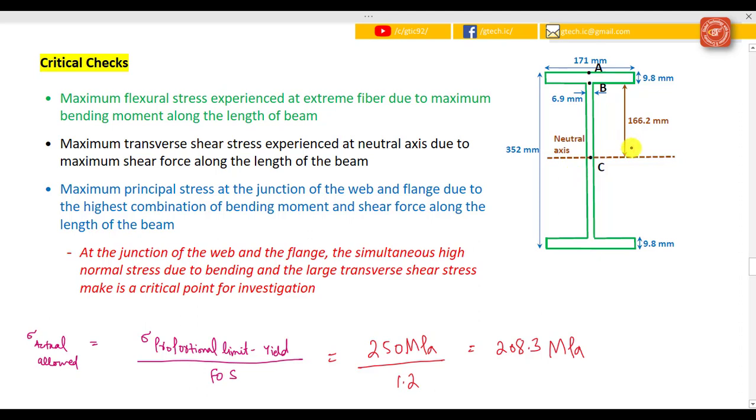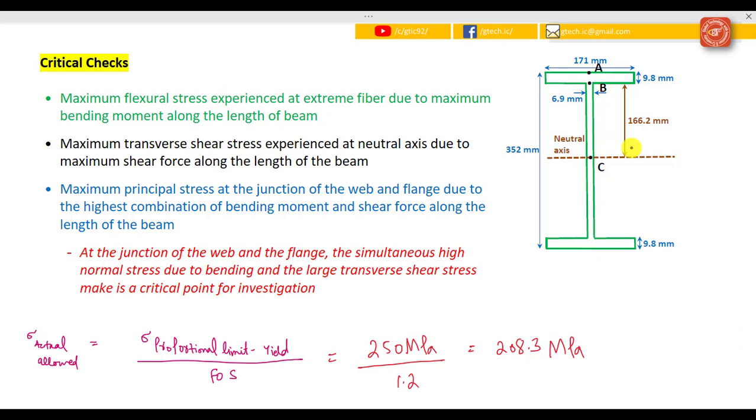Due to the highest combination of the bending moment and the shear force along the length of the beam, the junction of the web and the flange, with simultaneously high normal stress due to bending and large transverse shear stress, makes it a good critical point for investigation. So for the critical check at A, we have designed the beam based on the maximum flexure stress. It had better meet those specifications, but let's go through the procedure anyway to double check it.